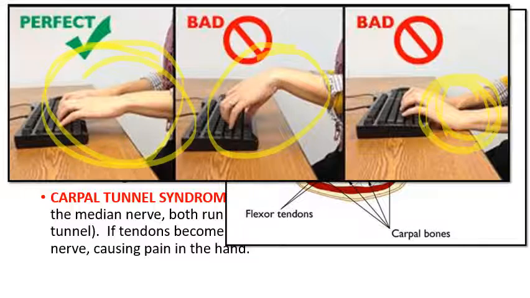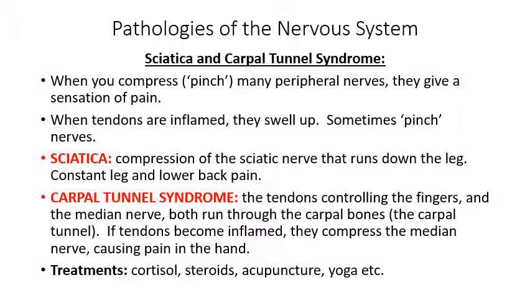If you get carpal tunnel syndrome, you can use pain suppressing drugs. That's the least effective method. Or you can do some prescribed exercises for your hands to try and keep your ligaments limber and flexible so that you don't get swollen ligaments and carpal tunnel syndrome. Another way you can do it is with steroid hormones like cortisol and so forth, yoga, acupuncture, any of those things.